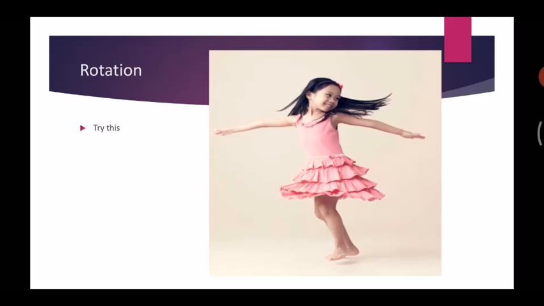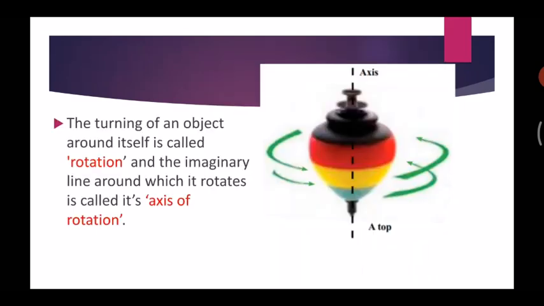You can try this activity on yourself. You can stand still. Stand still means stand in a place, stretch your arms and try to turn around. Okay? You will feel as if you are turning around a particular spot. You will feel like you're turning around in one place at a particular spot. Let's move to the next slide.